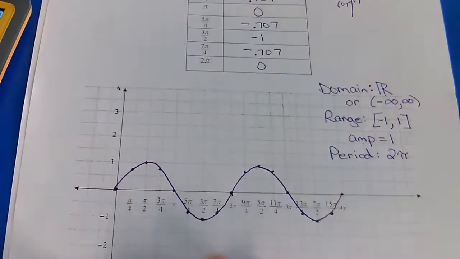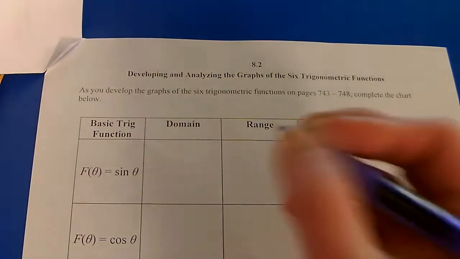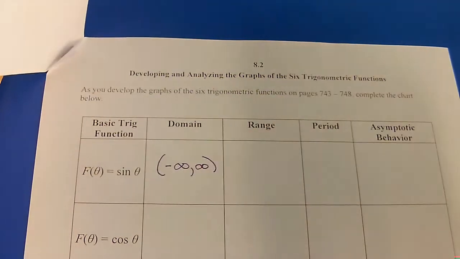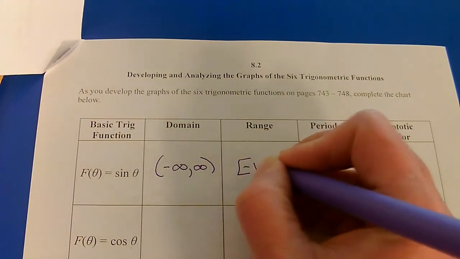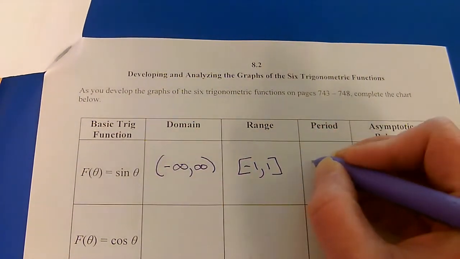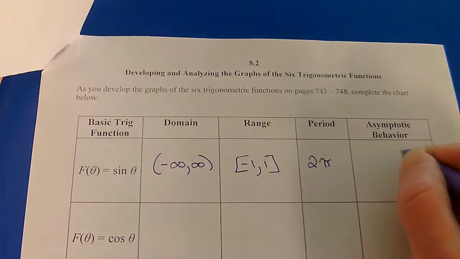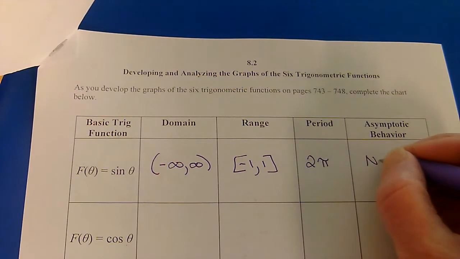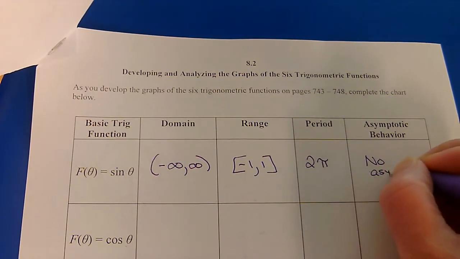So we can copy these over to the front page. So on sine, the domain was negative infinity to infinity. The range was negative 1 to 1. The period was 2 pi. And over here where it says asymptotic behavior, we had no asymptotes.